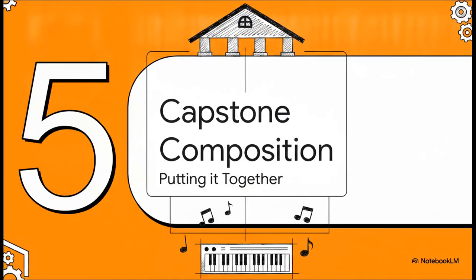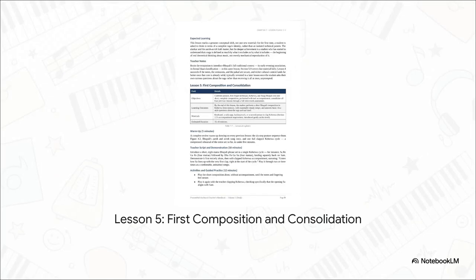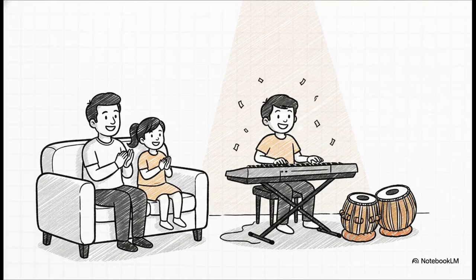All right, Section 5, the capstone composition. Let's head into Lesson 5 and see how this all builds into the final roof of our blueprint. Lesson 5 is all about consolidation. This is the moment where posture, five-finger technique, the Keharwa rhythm, and the notes of Rag Bhopali all come together into a single cohesive performance. For the very first time, these aren't just isolated little drills, they are functioning together as one integrated piece of music.